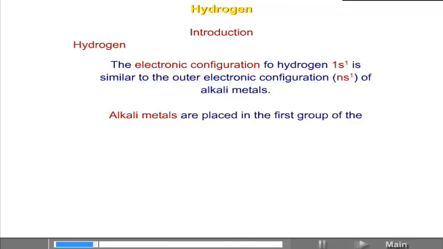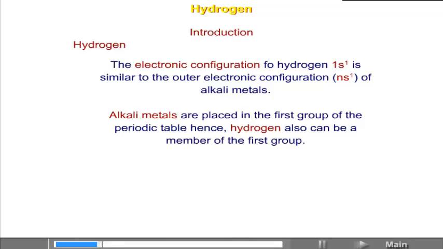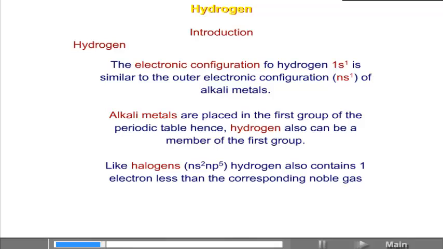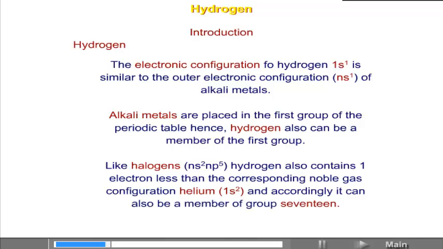Alkali metals are placed in the first group of the periodic table. Hence, hydrogen also can be a member of the first group. Like halogens, which have the configuration ns2np5, hydrogen also contains one electron less than the corresponding noble gas configuration, helium 1s2, and accordingly it can also be a member of group 17.